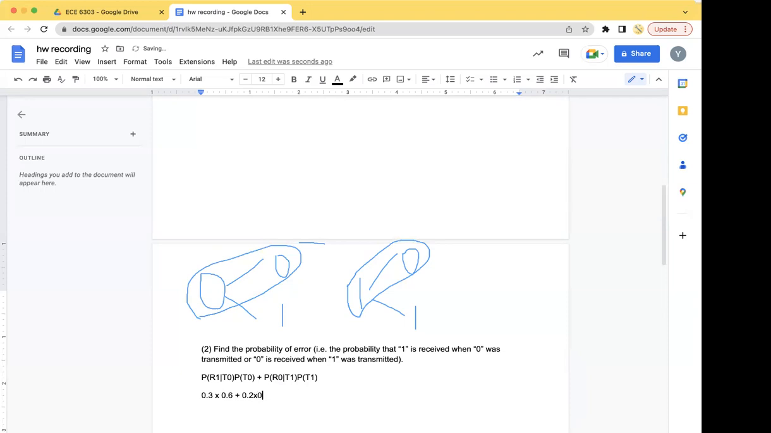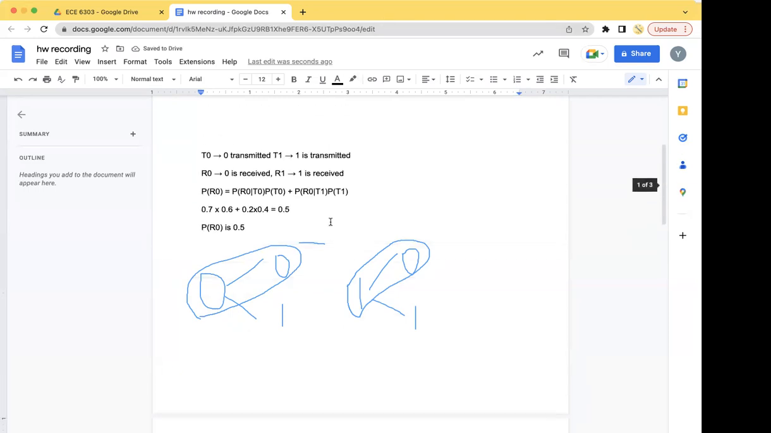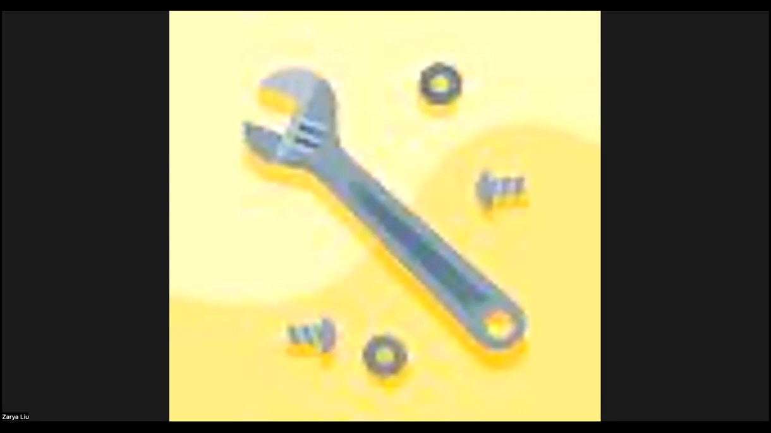0.2 times 0.4. And calculating it together, we can get 0.26. So we can say the probability of error for this question is 0.26. Yeah, that's pretty much about this question.